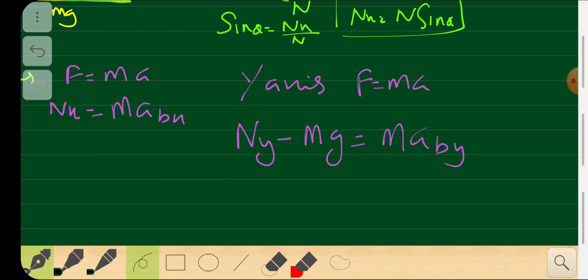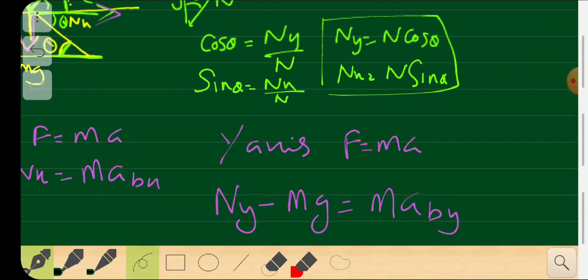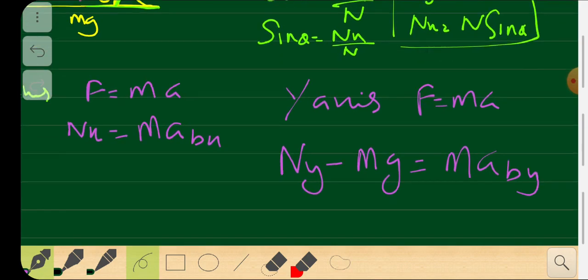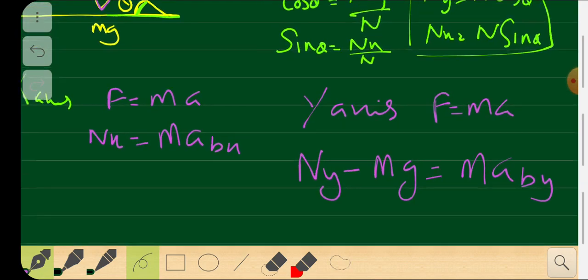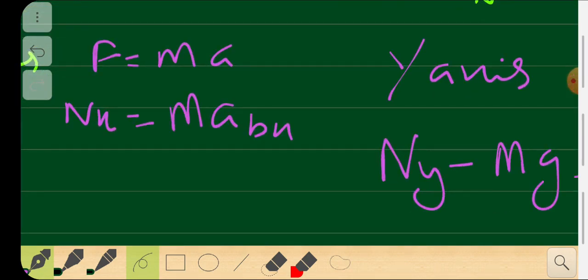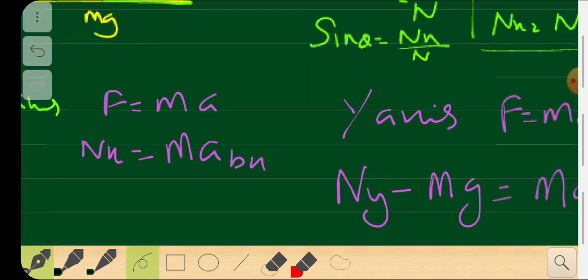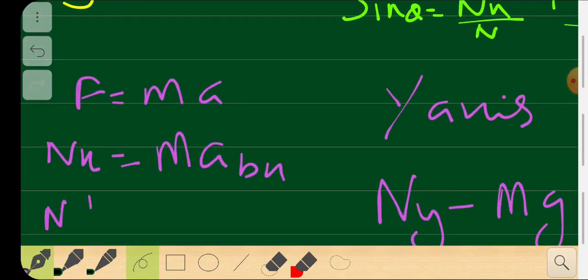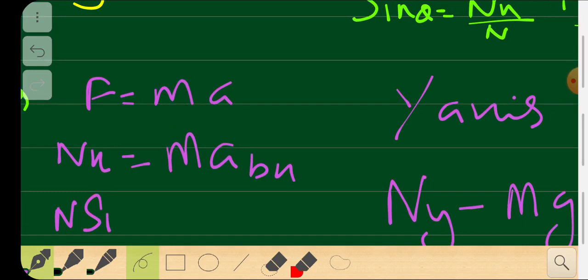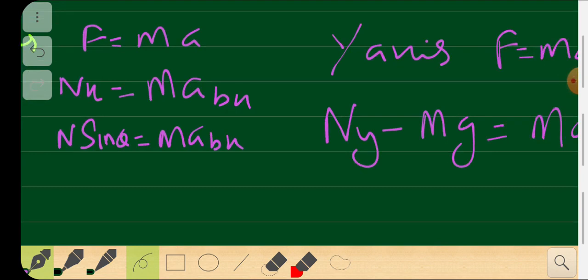And now what I can do is that I know nx and ny. Let's substitute those values in here. So you get nx is n sine theta. So n sine theta must be equal to m abx. Okay, so n is equal to m abx by sine theta.